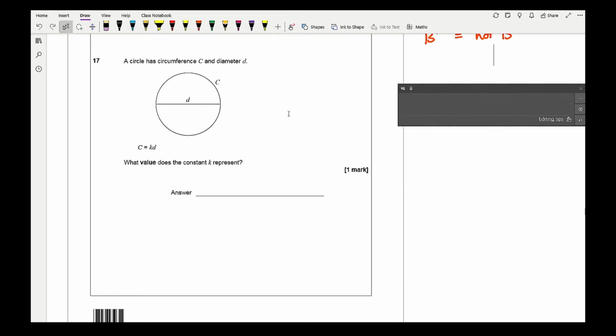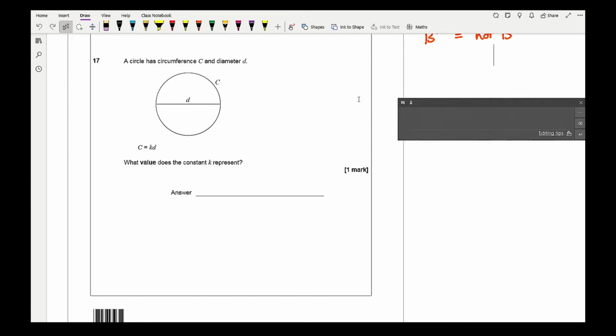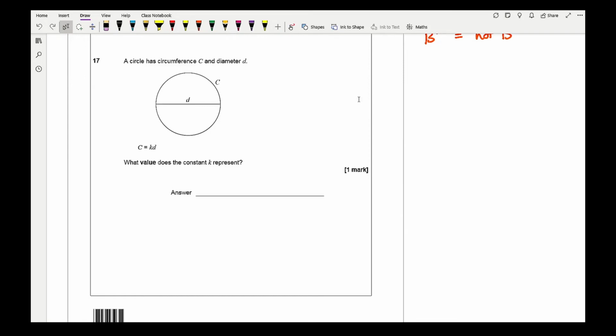So moving on to question 17, it says a circle has a circumference of C and a diameter of D. It says that C equals KD. What value does the constant K represent? Well, obviously to work out the circumference of a circle, C equals pi times D. So if C equals KD, then that basically means that these two things must be the same. So what value does it represent?